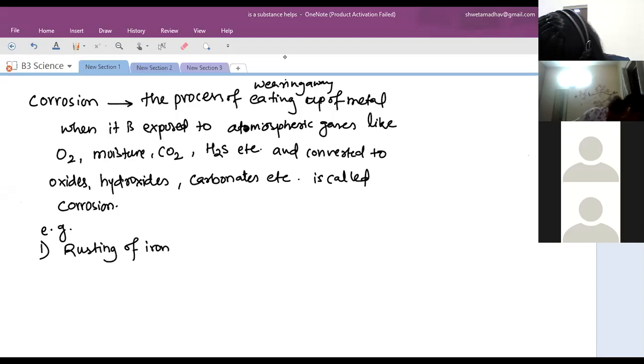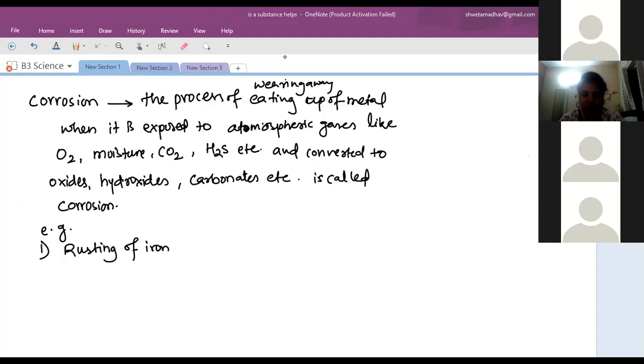First is rusting of iron, which is one of the well-known corrosions. Ma'am, is pouring acid on top of any metal known as corrosion? Acid or anything chemical? Yes, with acids also. Okay. Acids, bases, not only atmospheric gases, acids also, bases also.